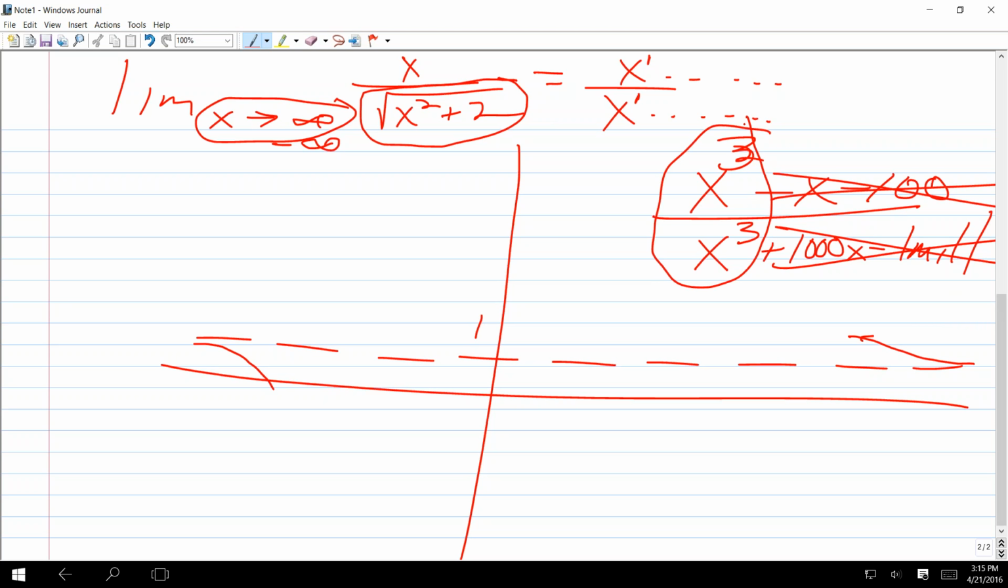Well, you can apply that logic to this kind of problem. I don't really care about this plus 2, and if I cross it out, now the square root of x squared is x, so the highest exponent in the denominator is really 1, and the highest exponent in the numerator is 1. They're equal, therefore it's the ratio of those coefficients.